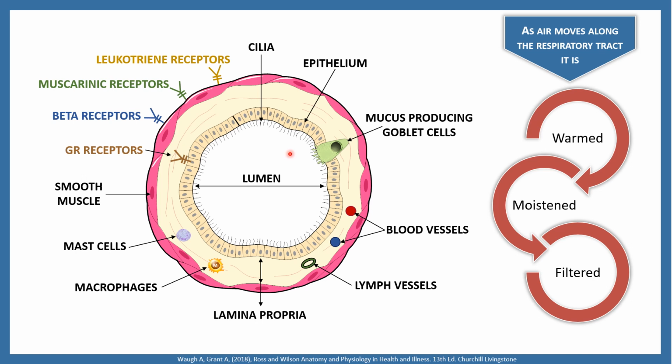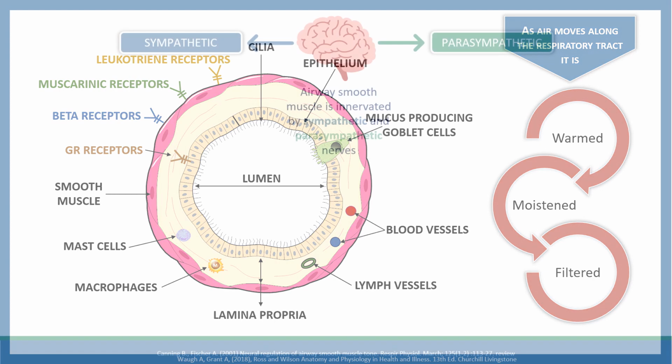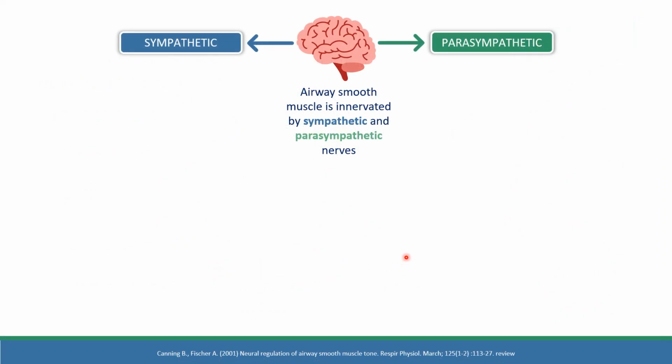I want to talk to you for a really short while about how the brain controls the diameter of the airways. It's really important because this is where some of the drugs that we use in asthma and COPD work. So as we know, the brain controls everything in our body. And I'm certain that you're aware that the brain can be divided into the sympathetic nervous system and the parasympathetic nervous system. Innervated just means controlled by.